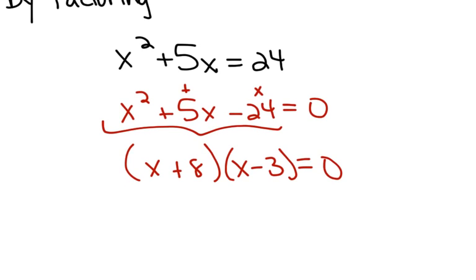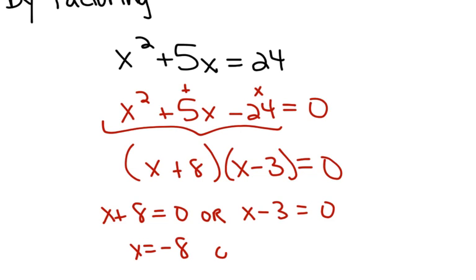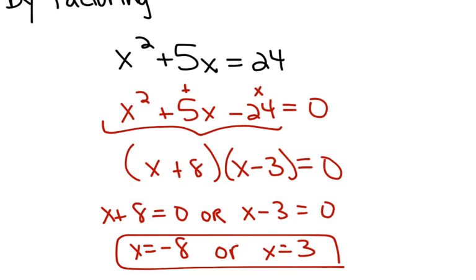Well, now that I have this in factored form, the zero product property says that either this quantity has to equal 0 or this quantity has to equal 0. And the word "or" sometimes confuses students because they think they can write one answer or the other. But really that's not how it works. You have to write down both answers. So either x is equal to negative 8 or x is equal to 3 is the solution.